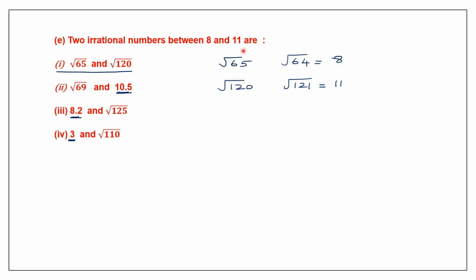So that is what the question says. Okay. So two irrational numbers. We found out that these two are the irrational numbers because every other option has at least one rational number. And as you know, when you approximate it, it lies closer to 8 and 11. So the two irrational numbers between 8 and 11 are option 1, what is given in option 1.